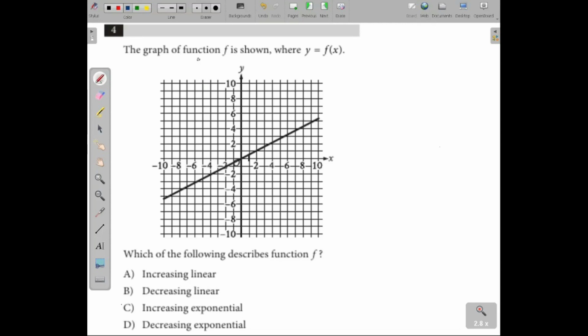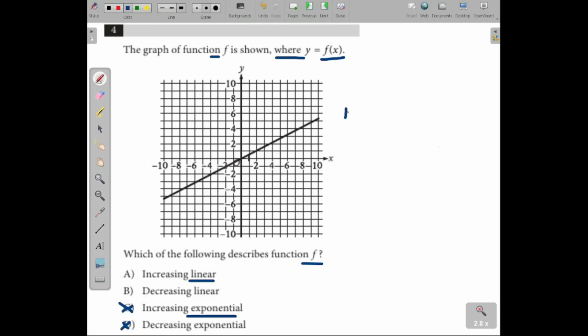Number 4. The graph of function f is shown where y is equal to f of x. Which of the following describes function f? We have two options. Either it's a linear or exponential function. As we can see, it is clear that it's a line, so C and D cannot be the right answer.